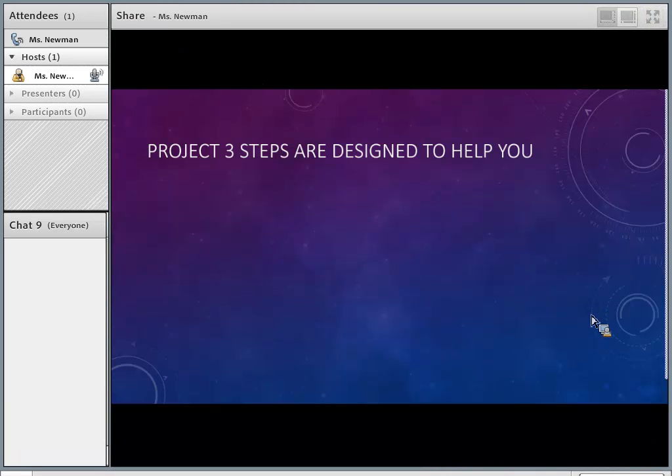Okay, the Project 3 steps are designed to help you. As you go through the project each day, this is going to help you break down the ideas so you can more easily write an essay.